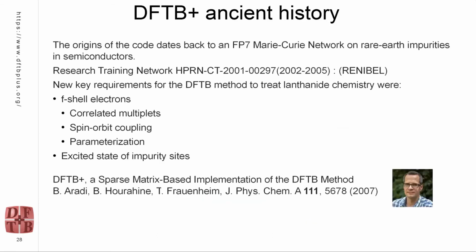So, okay, ancient history. This goes back to a Marie Curie network to look at trying to use the DFTB method with lanthanide chemistry. So a bunch of things like correlated systems, spin orbit coupling, challenges about parameterization and so on. We published a couple of years after that the original reference paper for the implementation of the method. It's my co-author Balint on the end there. And we've kind of carried on going since that time.